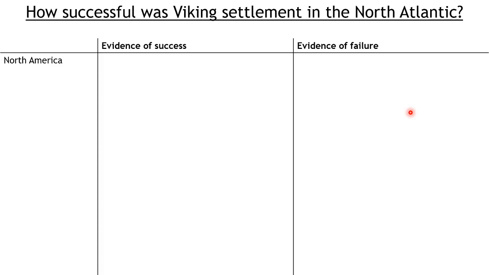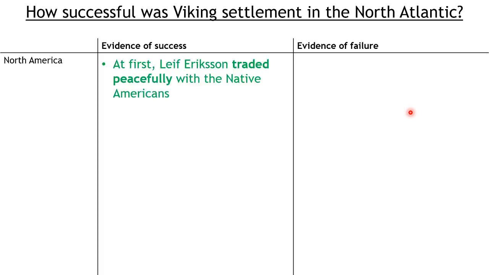Okay, welcome back. If you need more time, pause the video again. Let's go through what you should have written down. So you can use your purple pen to help me with this. So on the evidence of success side, just one bullet point really. You just need to say that at first or initially, Leif Erikson and his Vikings traded peacefully with the Native Americans. But that's really the only thing you're going to have on this side.